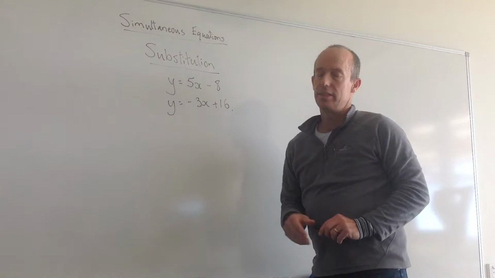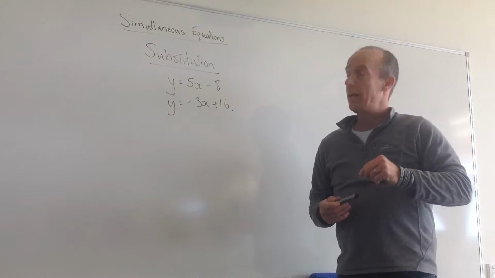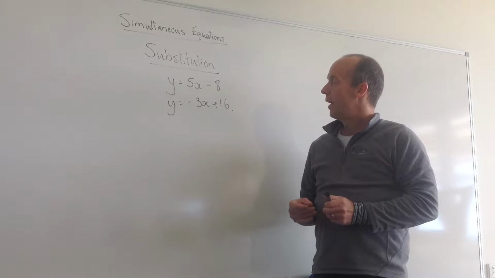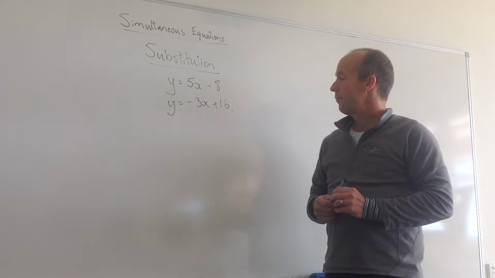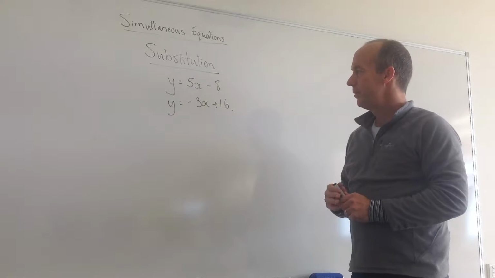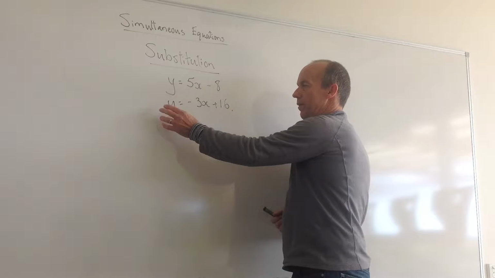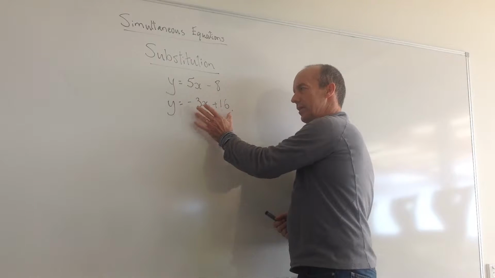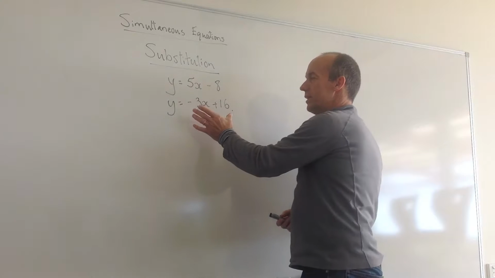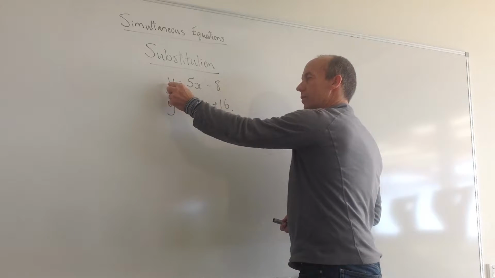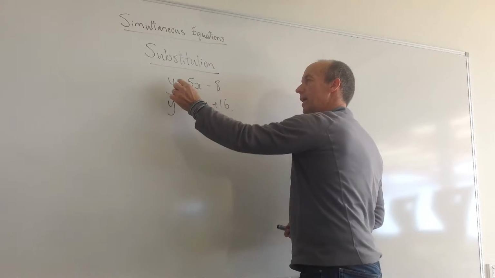A second way that we can solve simultaneous equations is algebraically, and there's an algebraic method which we call substitution. So if I've got my two equations, and one of the equations is written y equals some function of x, or x equals some function of y, what we can do is this y has got to be equal to this y. So I can substitute this value of y into this.